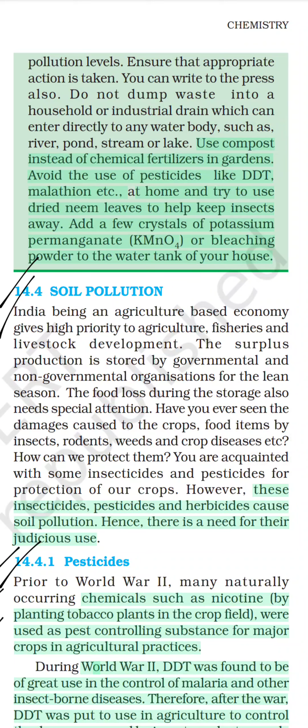Do not dump waste into a household or industrial drain which can enter directly into any water body such as a river, pond, stream or lake. Use compost instead of chemical fertilizer in gardens. Avoid the use of pesticides like DDT, malathion, etc. at home and try to use dried neem leaves to help keep insects away.